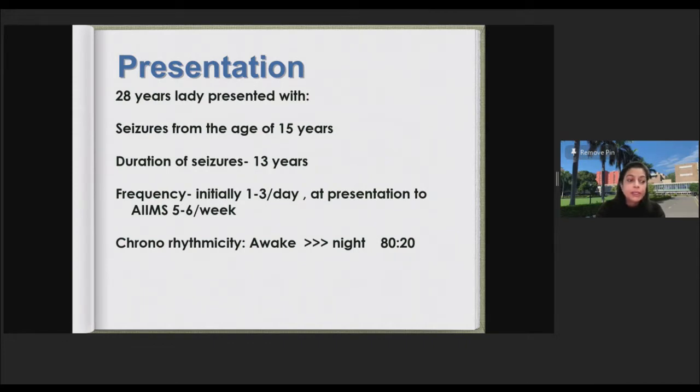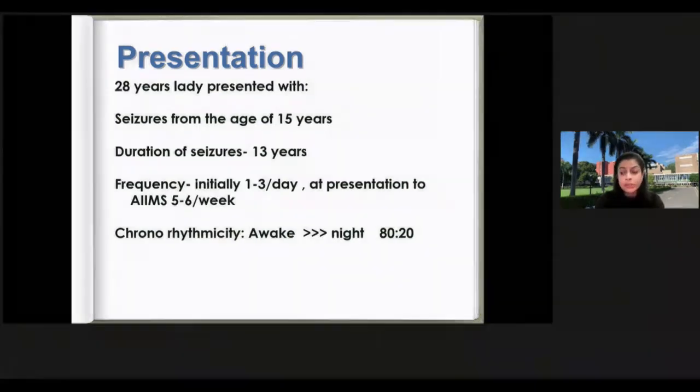Initially the frequency was about daily, around 1 to 3 a day. However, when she came to us, it had reduced, but not stopped. She had about 5 to 6 per week, maybe a little less than 1 a day.